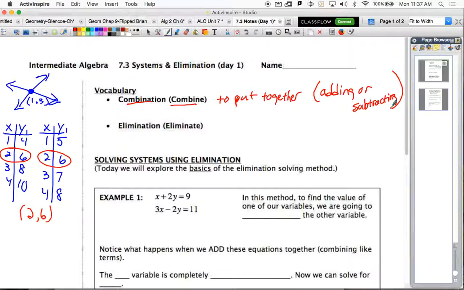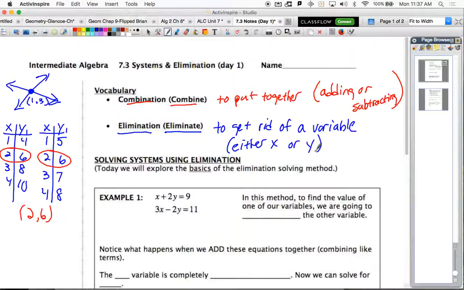And the whole goal is to then end up eliminating or getting rid of one of the variables. Either the x or the y is going to go away once we add the equations together. So eliminate, remember, is to get rid of a variable, either x or y. Okay, so let's see how that works.